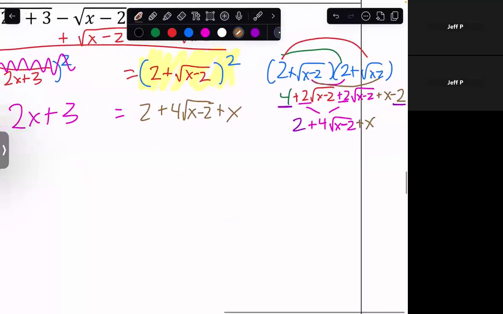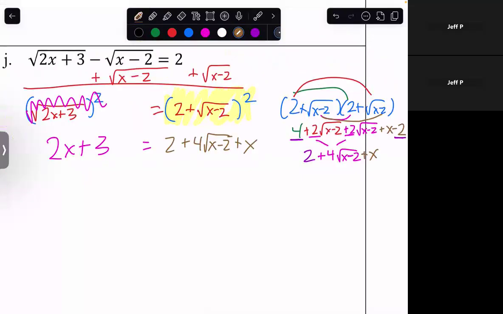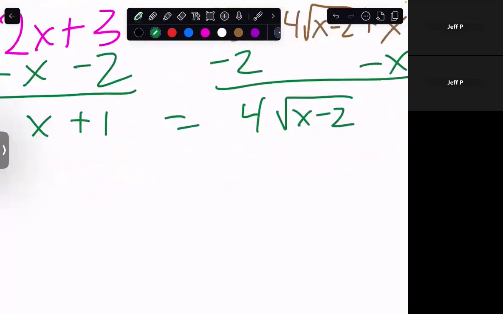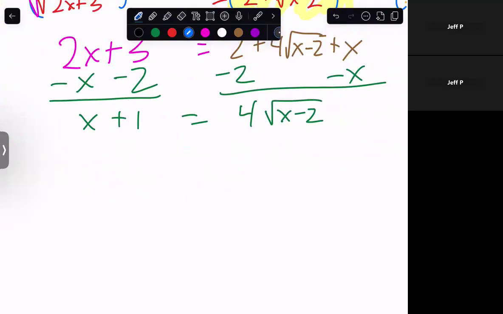Okay, so we've made some progress, right? We started with 2 radicals. Now we're down to 1 radical. But since we still have a radical, we need to get the new radical by itself. Okay, so we want to subtract 2 from both sides, subtract x from both sides. Okay, so now the 4 that's multiplying the square root of x minus 2 needs to be divided away.